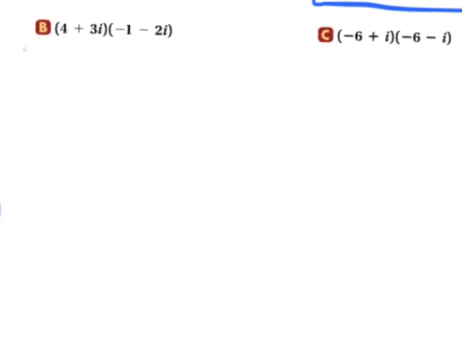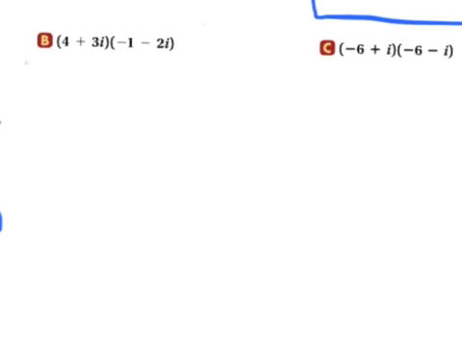Okay. I'm sorry, what? That's right, you have to FOIL them. Very good. Because we're multiplying two binomials, that calls for FOIL. 4 times negative 1 is negative 4. 4 times negative 2i is negative 8i. 3i times negative 1, negative 3i. And 3i times negative 2i is negative 6i squared.